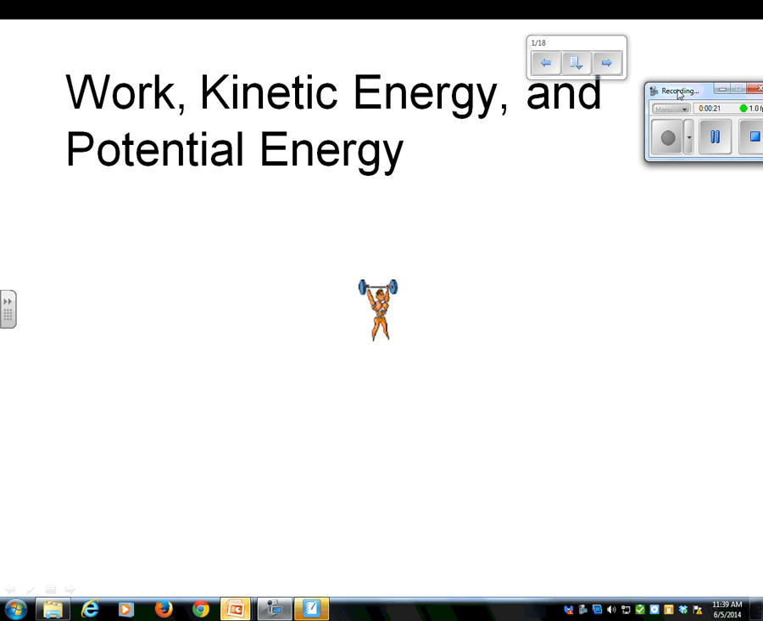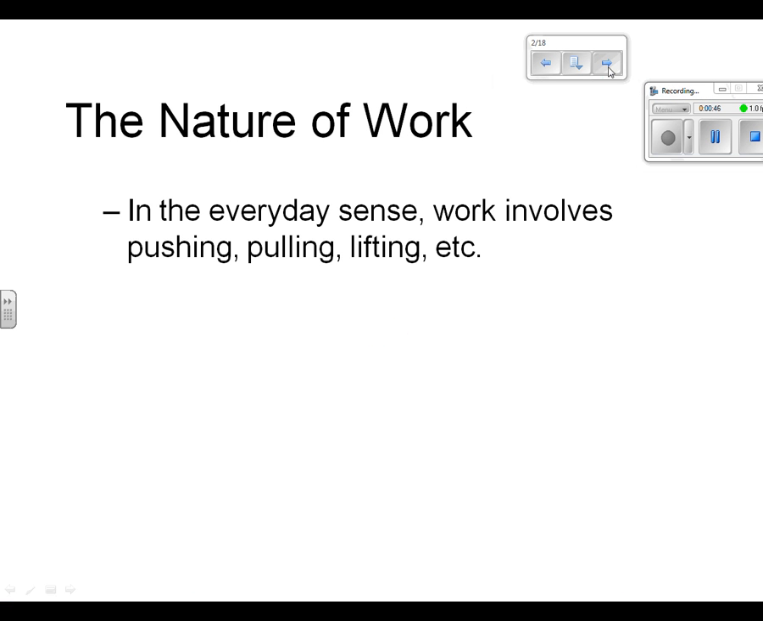And here we see a cartoon version of Mike who's doing some, what is that called? Olympic lift? Is that the clean and press? Okay, so is he doing work on the barbell? Yeah, because he's applying a force and the barbell is moving, right? And the force is in the same direction as it's moving. We didn't do any sound problems. We're going to do those at the end today.